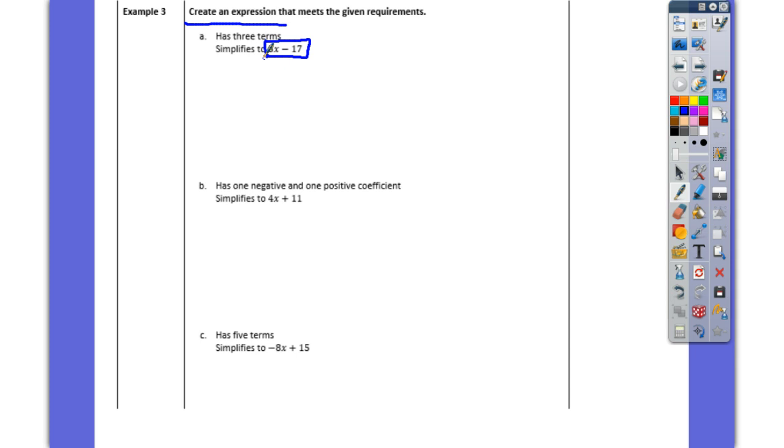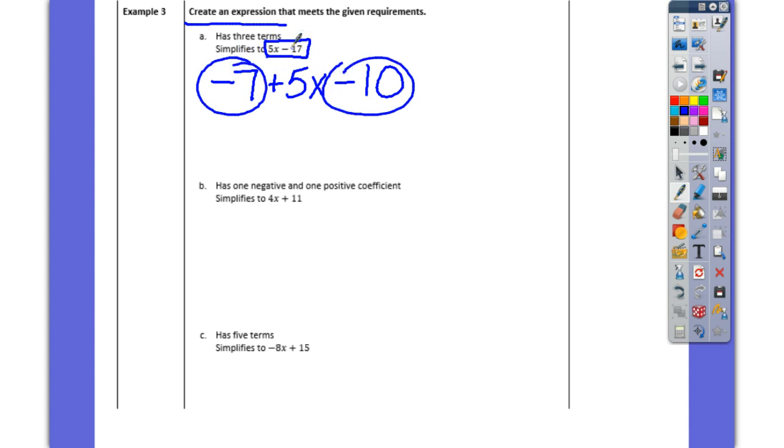3 terms. Who wants to give me an example? Go ahead. I'm going to tell you what I did. Yep. Okay, negative 7 plus 5x plus 5x minus 10. Impressive. There's 3 terms. I put it together. I could put these 2 together to get my minus 17. Anybody get anything different? That's one example.